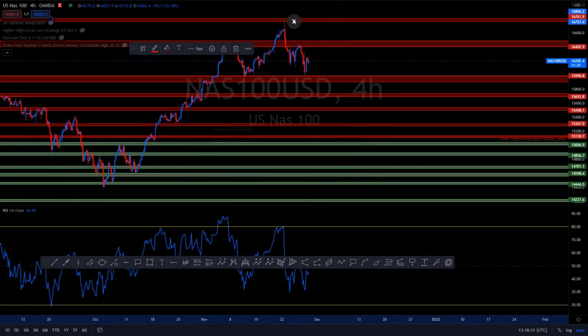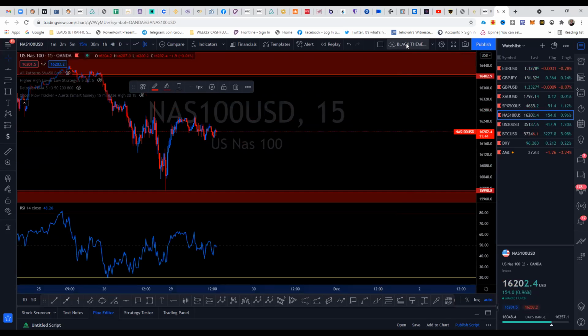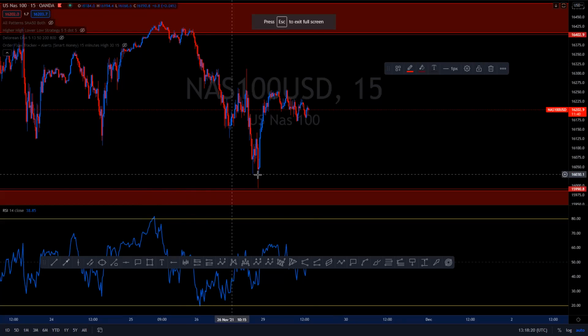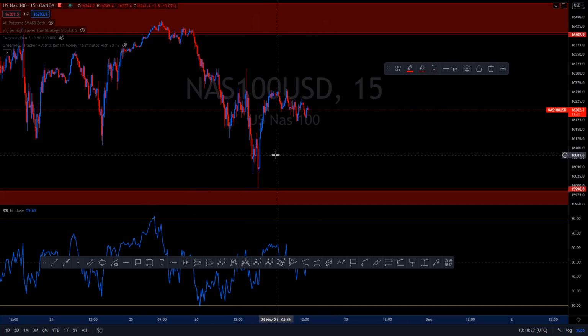All right, so now we did the 4 hour. Now it's time to go back to the 15-minute. There we go. You can see these zones interacting perfectly. Bam. All right, so that's the first step. The second step is we're going to identify the trend.